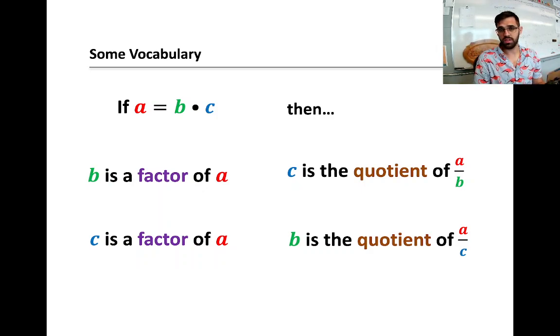Also the word quotient, because a lot of times we get confused about when to use quotient and factor. If A divided by B is equal to C, that means C is the quotient of A over B. Also, B would be the quotient of A over C, or A divided by C. So basically what we're saying is, if you take the whole A divided by one of the factors, it equals the other factor, which makes the other factor the quotient. Anyways, let's move on.